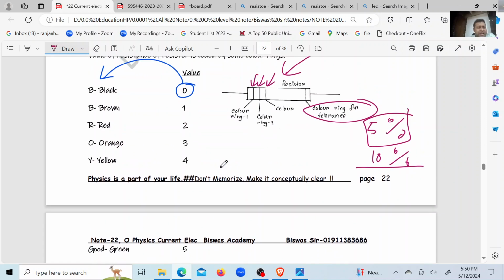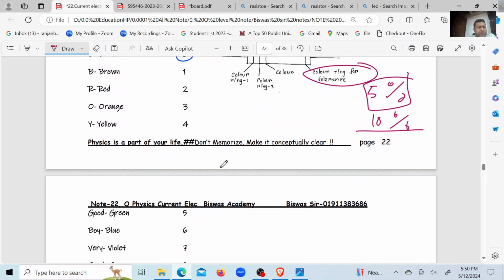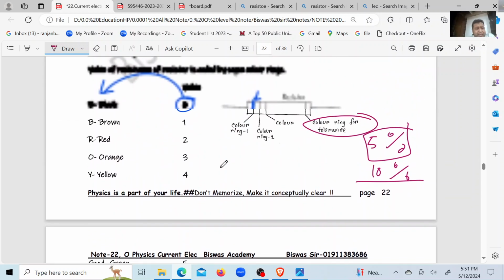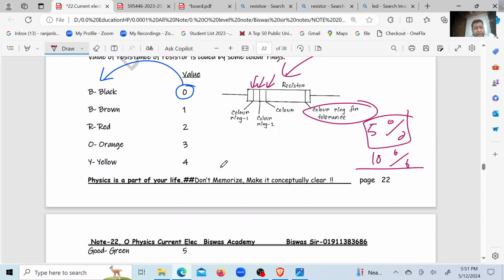But there is a rhyme, okay, you don't need it. B B Roy, Good Boy, Very Good Worker. We used to memorize it in our student life, because at that time, I think even now in the national curriculum they don't provide this table, but in your case the table will be there.